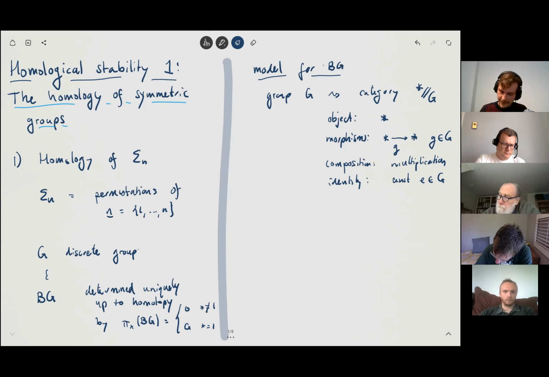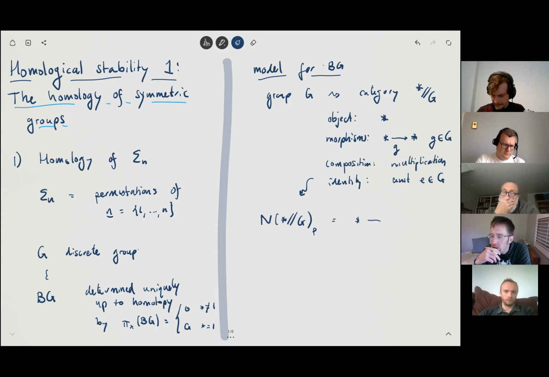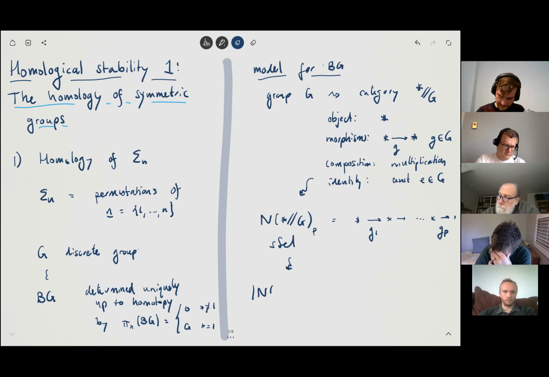Okay, and once you have this object, you can build a space out of it as follows. You can take the nerve to get a simplicial set. So its p-simplices will be given by just strings of p composable arrows in your category. So they're just given by p elements in your group. So this is a simplicial set. And then you can take the geometric realization.